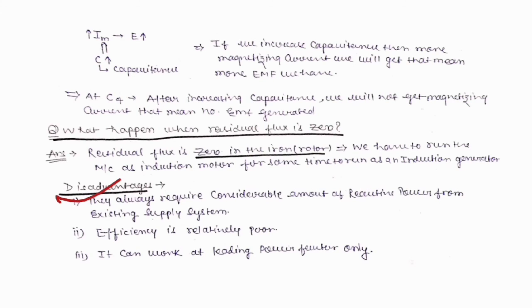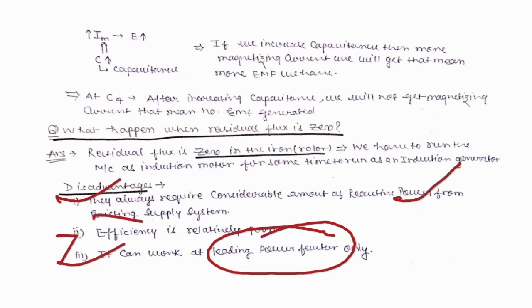So what are the disadvantages of this? First, they always require a considerable amount of reactive power from the existing supply system. The second one is that efficiency is relatively poor. Third, it can work at leading power factor only. Why does it work at leading power factor only? Because it receives reactive power, and when somebody receives reactive power, it can work at leading power factor only, okay. So these are the common things.